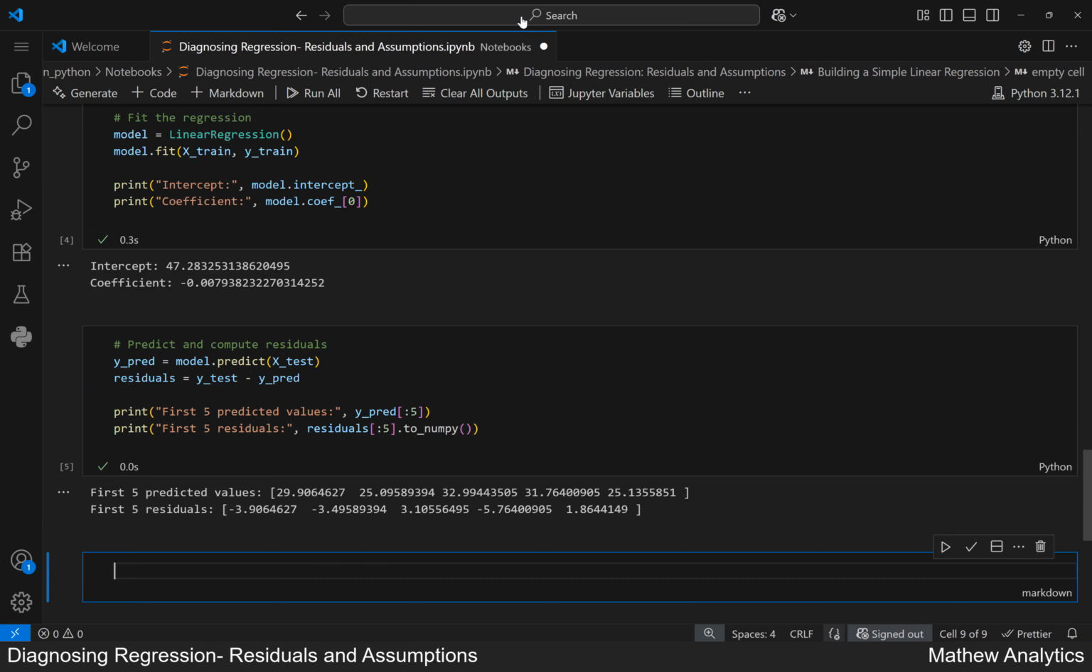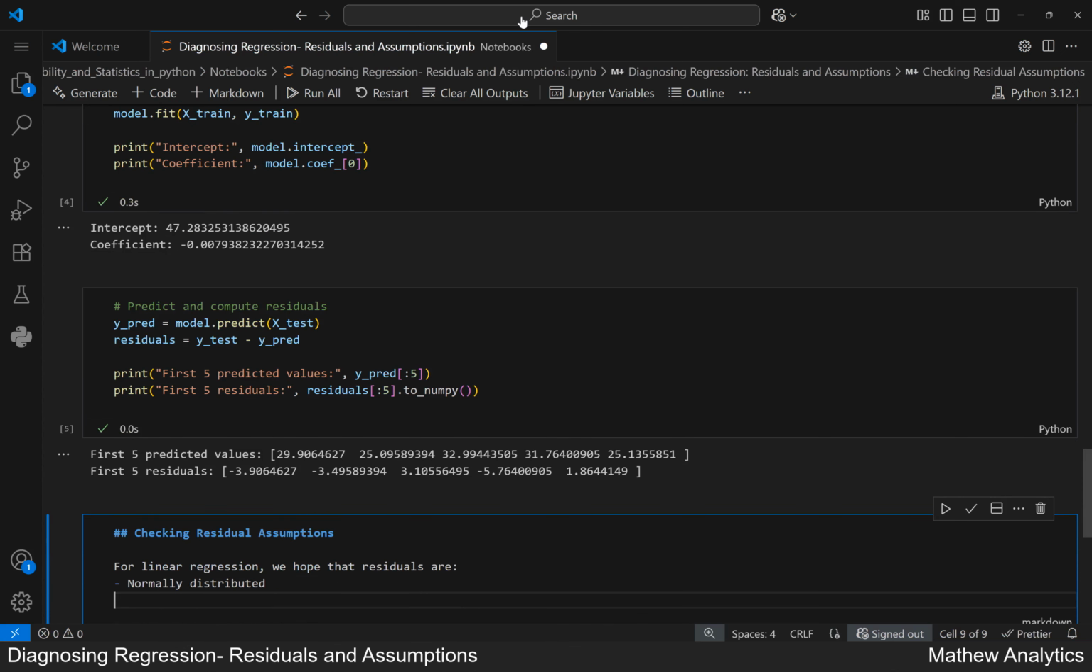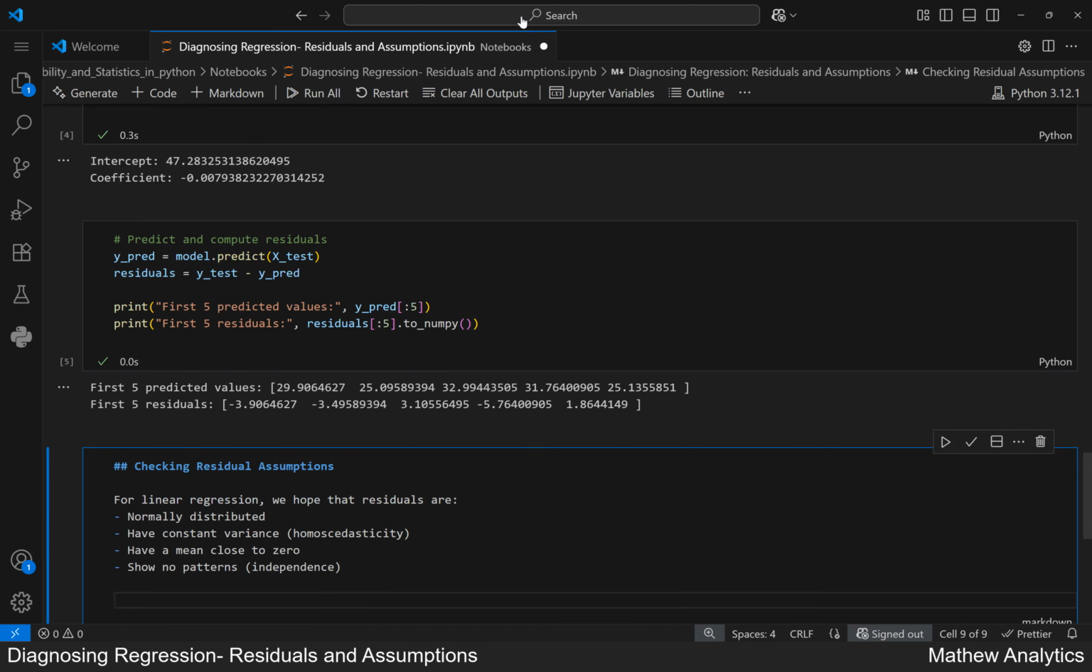Checking residual assumptions. For linear regression, we hope that residuals are normally distributed, have constant variance, also called homoscedasticity, have a mean close to 0, and show no patterns, which means they should be independent. Let us check these one by one. Running the cell now.